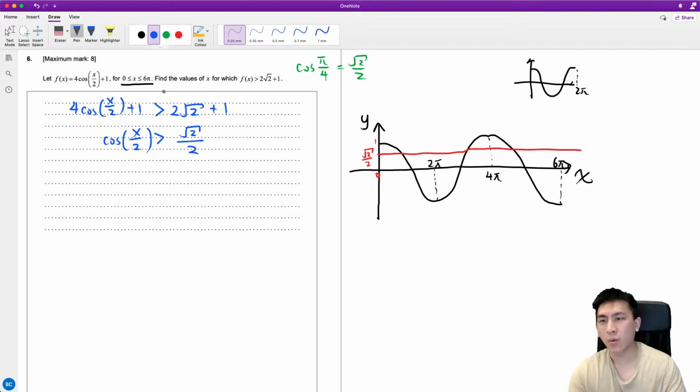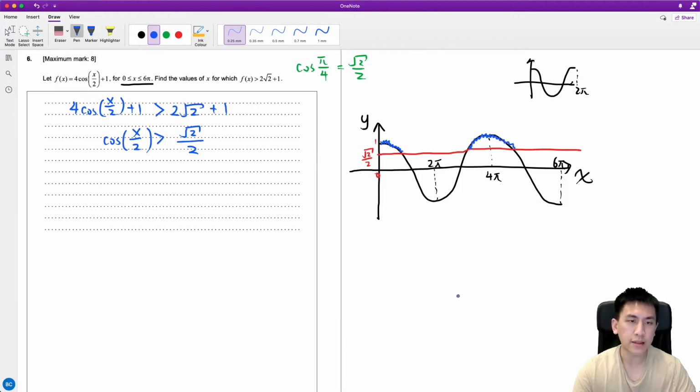And then what they want is for the cosine to be bigger, meaning taller than that line, which means you're looking for this region and that region. That's actually it. Those are the only two regions you need to think about. So that means we have to find these intersection points.